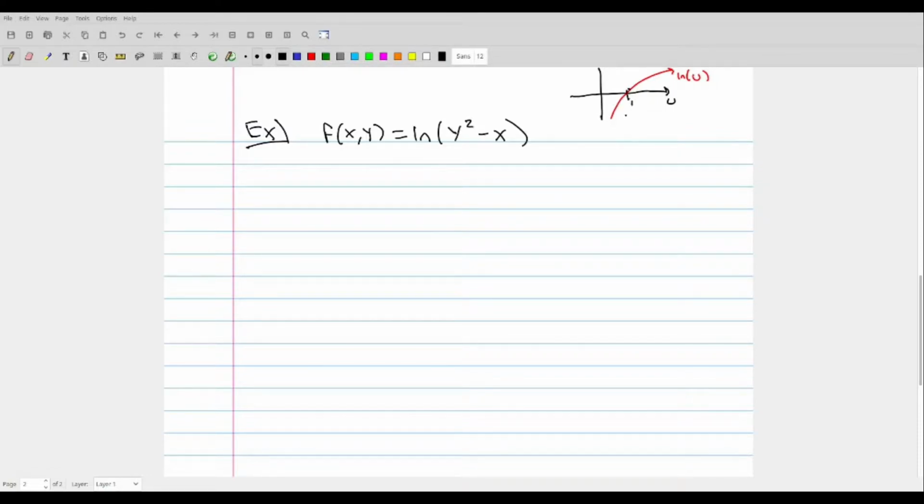When u is 1, this is 0. And it's only defined for positive values of u. So u equals 0 and u less than 0 are completely out. We can't take the natural log of anything less than or equal to 0. So the domain restriction for this function is that this entire thing has to be greater than 0. So y squared minus x has to be greater than 0.